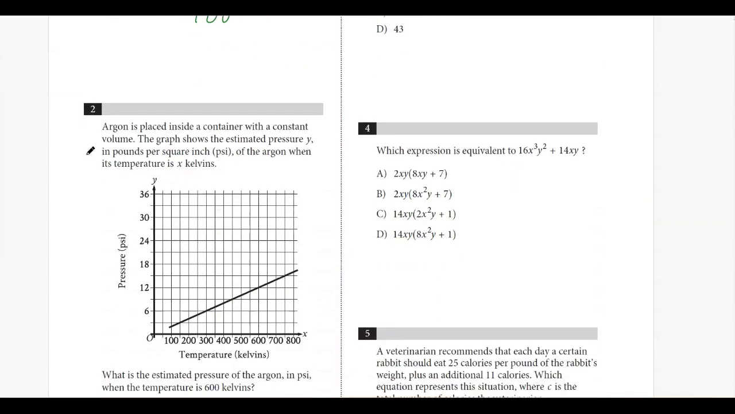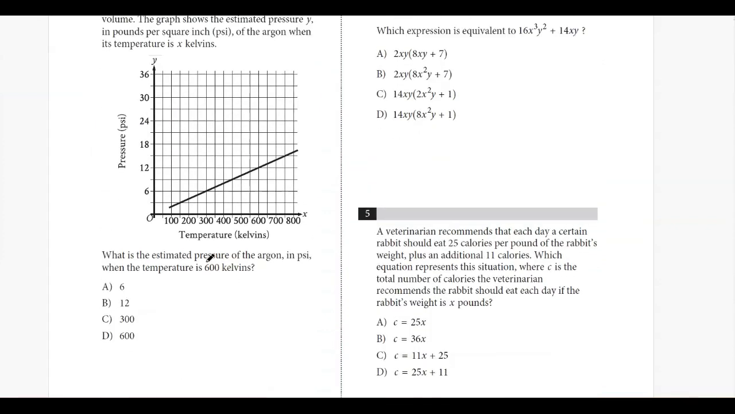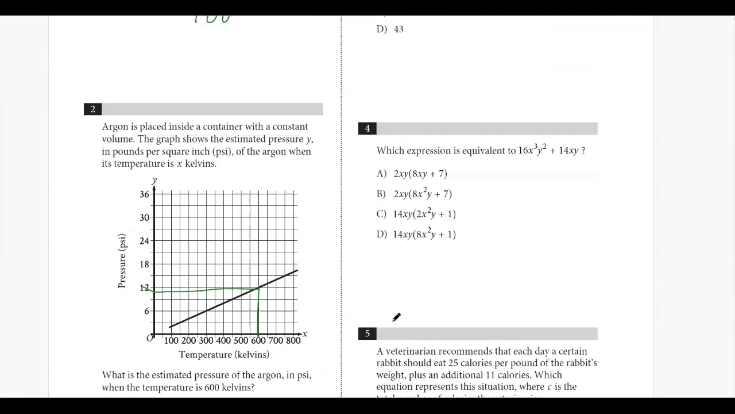Argon is placed inside a container with a constant volume. The graph shows estimated pressure y in pounds per square inch, psi, of the argon when its temperature is x kelvins. What is the estimated pressure of the argon inside when the temperature is 600 kelvin? So over here, it's 12. So B as in boy is correct.